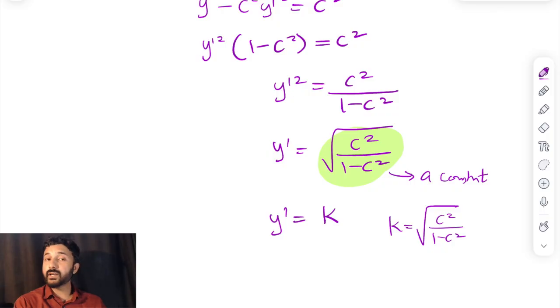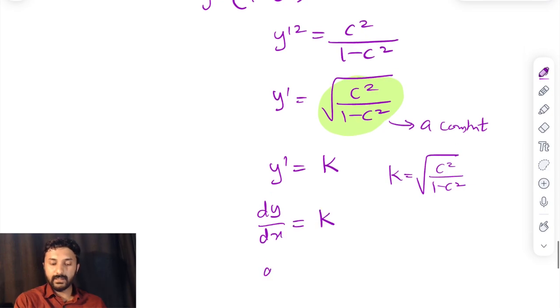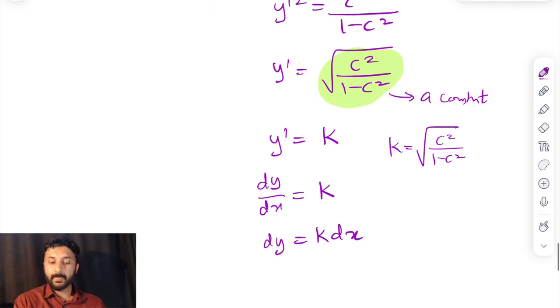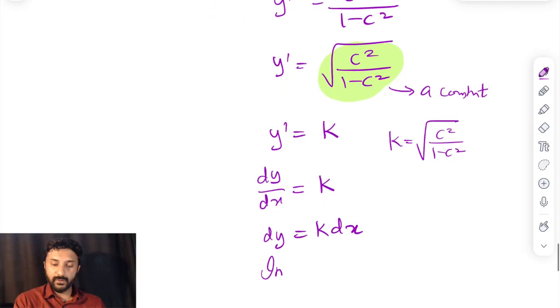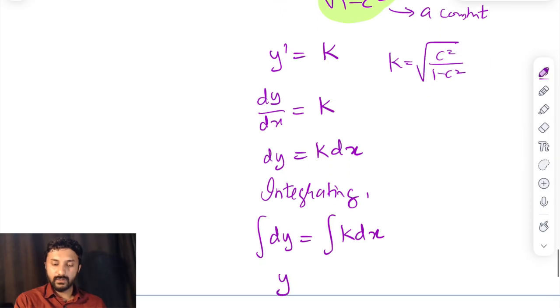Now this looks like a very, very simple differential equation. Recalling that y dash is nothing but dy by dx, and rewriting it by cross multiplying, now to find out what is y, all we have to do is integrate. So integrating this equation, we get y on the left hand side, and on the right hand side the k can be kept out, and you integrate dx, you end up with x, and of course there should be some constant of integration.